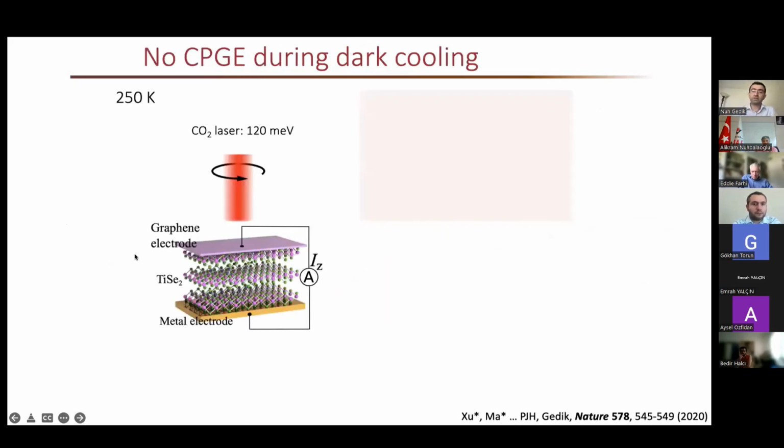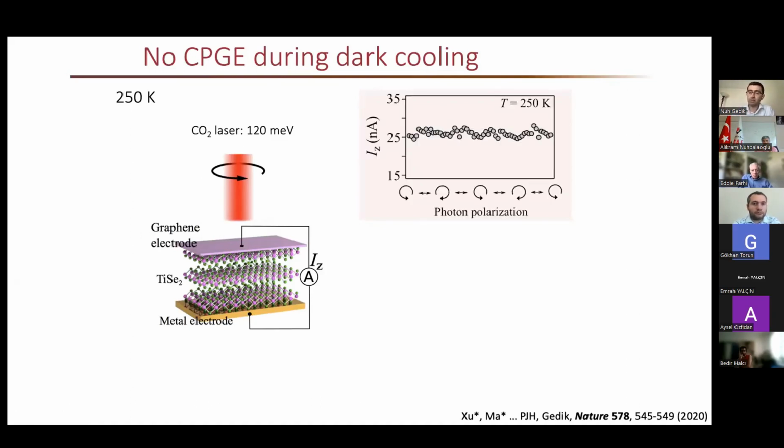So we took this material. The first thing we do is a check. We go above the phase transition, which everybody agrees is not chiral, and we do this experiment. Indeed, left circular polarized light and right circular polarized light look exactly the same. So good, it's not chiral, as known.